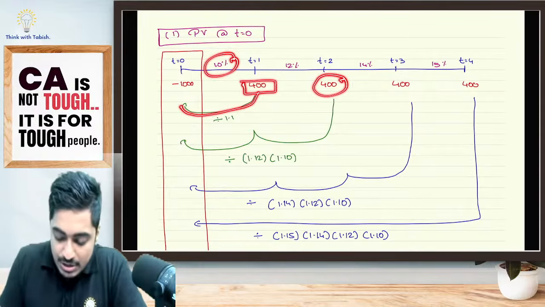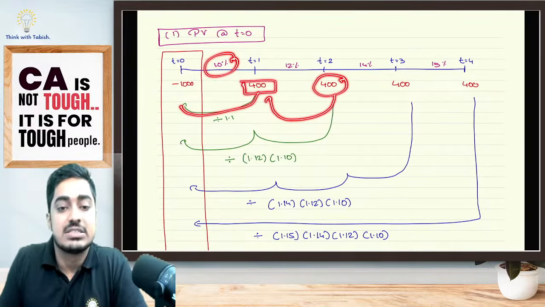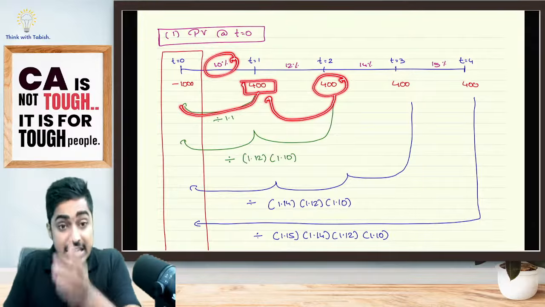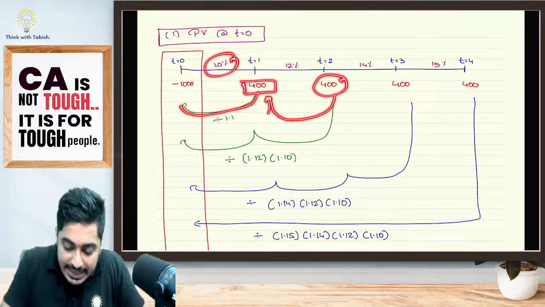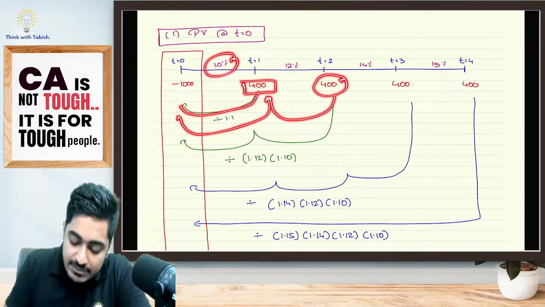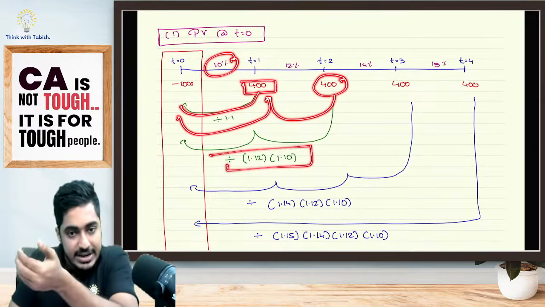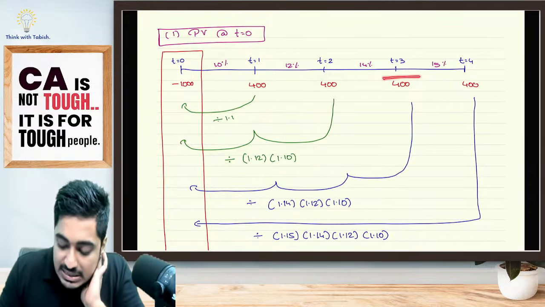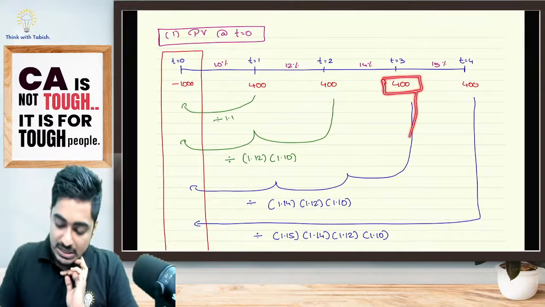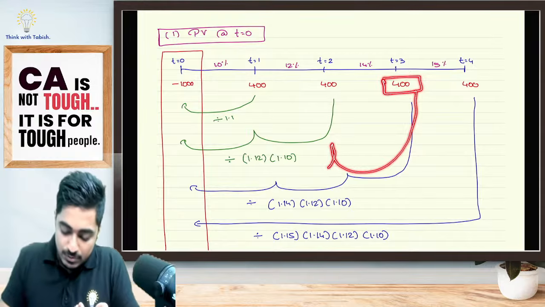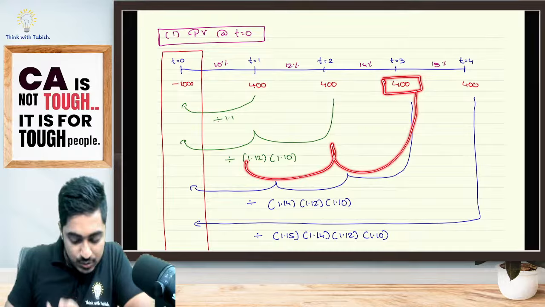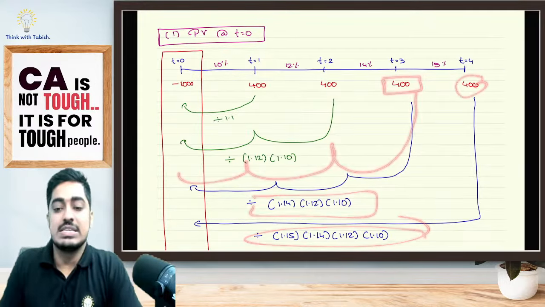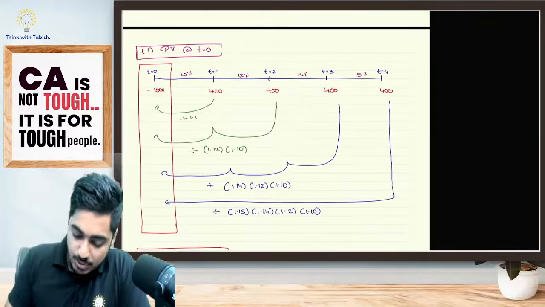Sir, second year's 400, I have to bring it to 0. Slowly, one step at a time. From second year to first year, what is the interest? 12%. I will eliminate that, divided by 1.12. Now I reach first year. From first year to 0th year, again I will eliminate how much? 10%, divided by 1.10. So it is divided by 1.12 into 1.10. Is this clear? Third year's 400. So from third to second, 14%, divided by 1.14, 1.12 and 1.10. Fourth year, it's going to be the same story. Is this clear, everyone? Is this point clear?